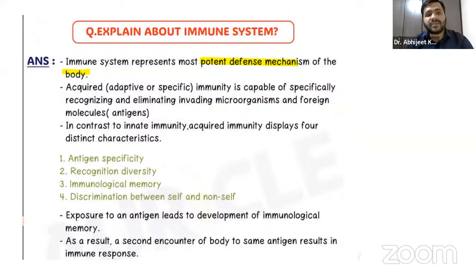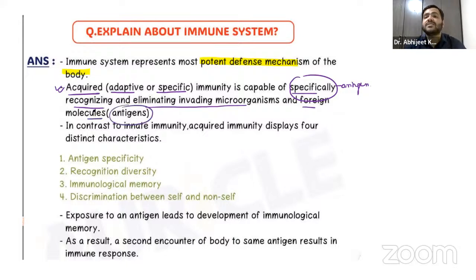So the immune system, remember, guys, adaptive, acquired, adaptive, or specific. I've told you it's one that is capable of specifically recognizing a specific antigen, guys, and eliminating invading microorganisms and foreign molecules. So these antigens are nothing but the proteinaceous molecules, the foreign molecules, the microorganisms, right?